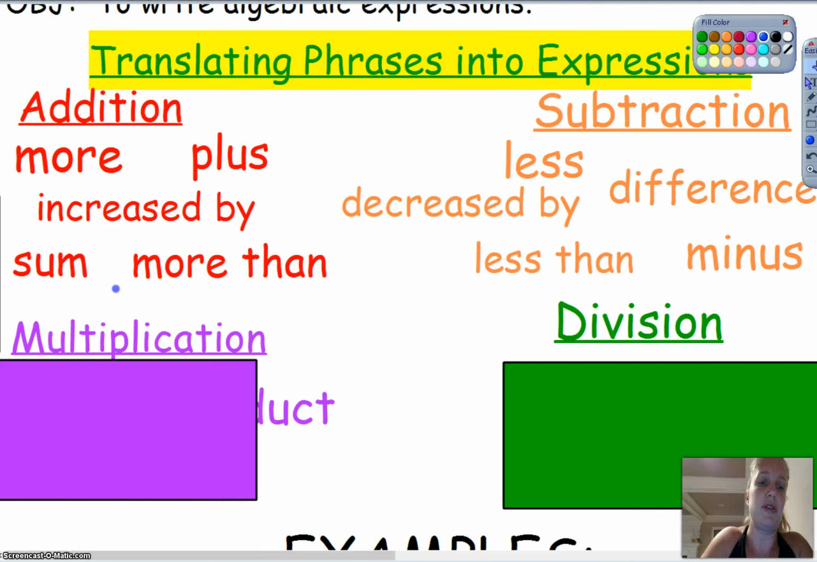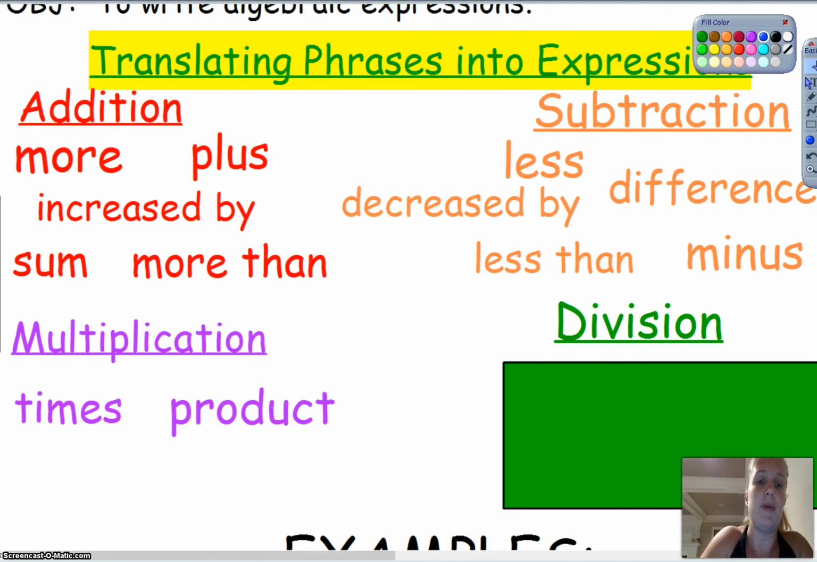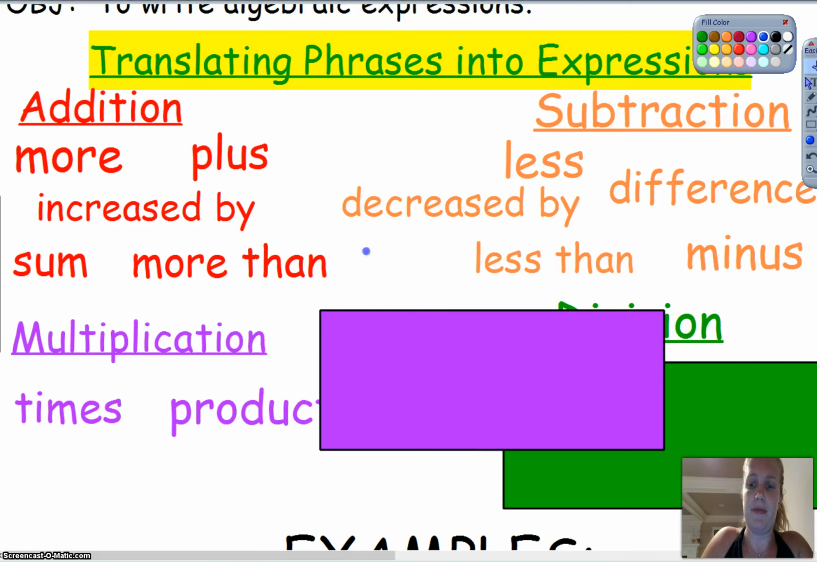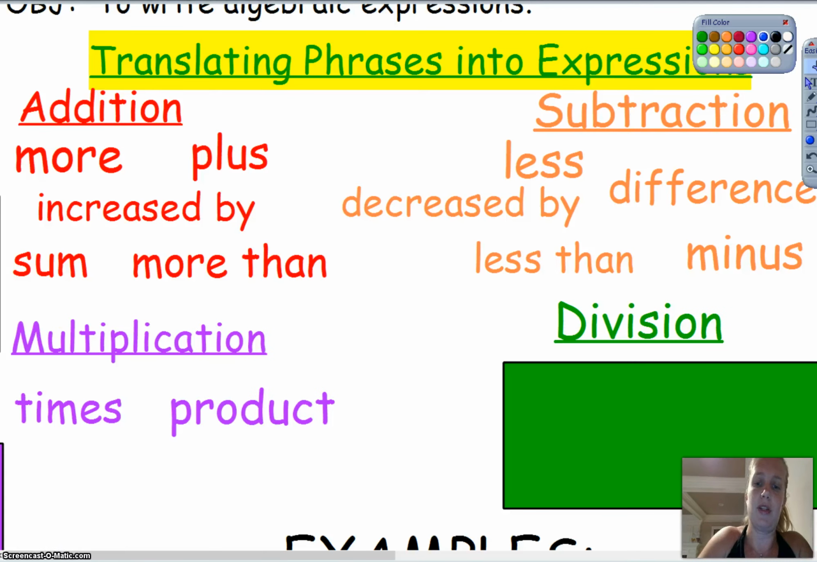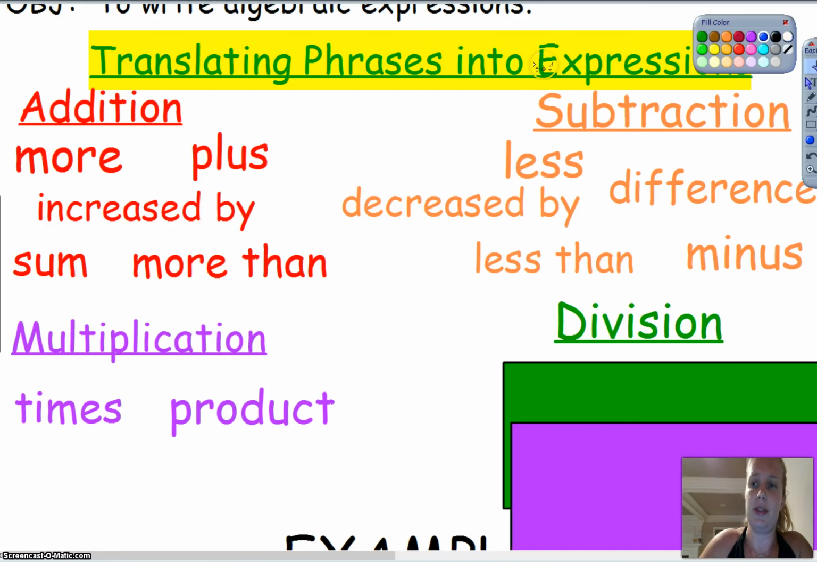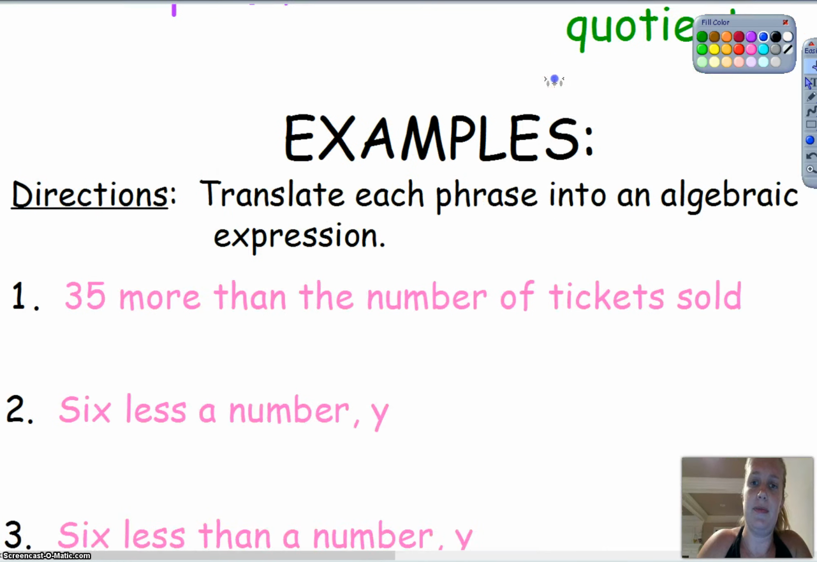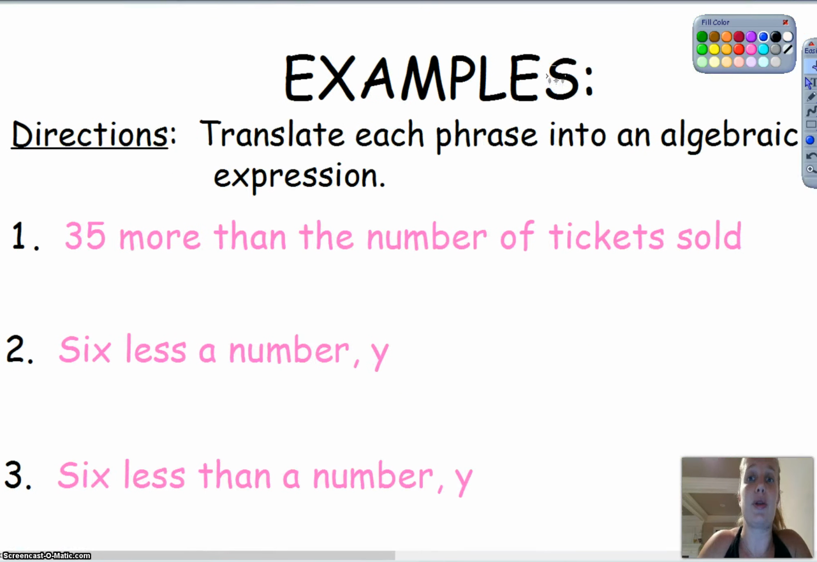Multiplication, 2 words that also mean multiplication, would be times or product. And for division, 2 words for division are divided and quotient. So let's do some examples. Now remember, you can pause me if I'm going a little too fast, and you can write down those notes.